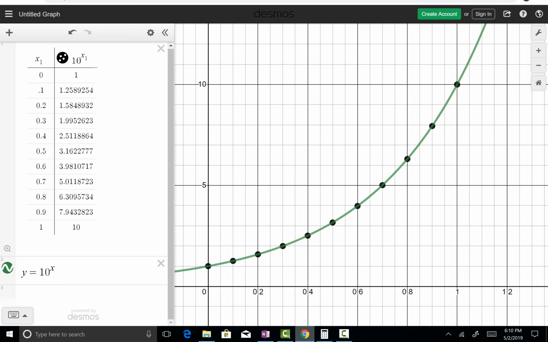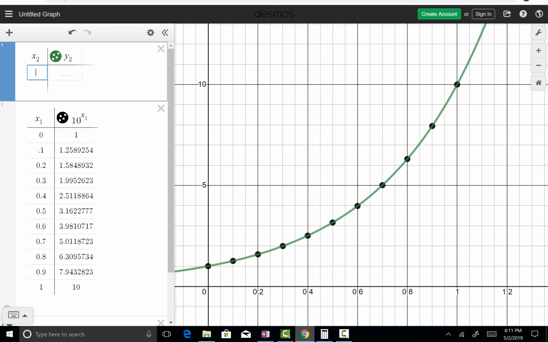Now I'm going to add another table, and I'm going to tie in one of the other ideas from last week, the idea behind an inverse. When we talked about an inverse last week, we said that the domain and the range switch. So we're going to take the x values and the y values in the table above and switch them, then put them in a new table. I'm going to go to plus, add a table right here, and then put the y values into the x.